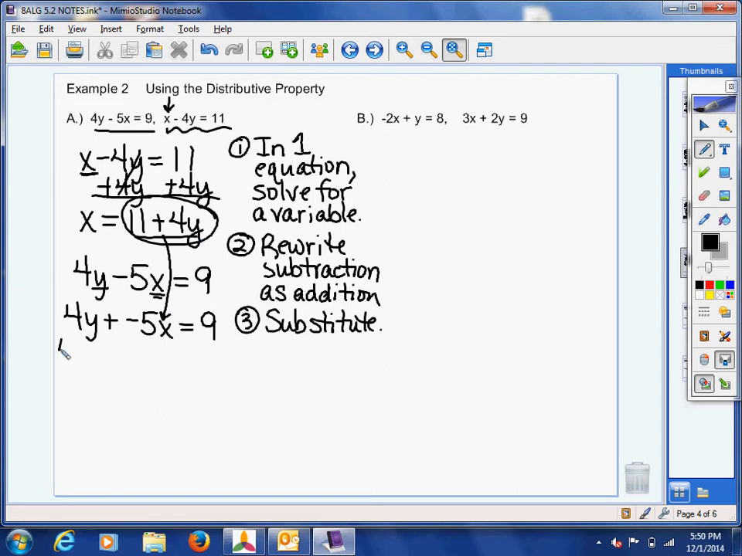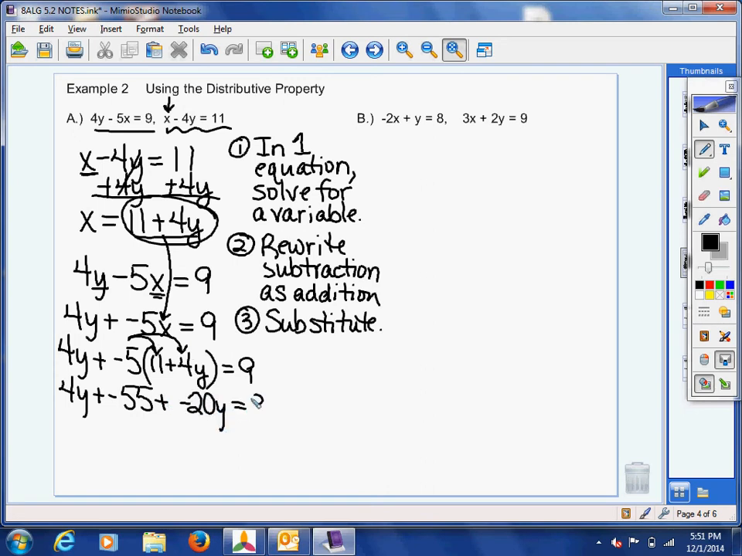I'm going to take 11 plus 4y and I'm going to plug it in right here where the x is. So I don't have an x anymore. I have the quantity 11 plus 4y, which is, in fact, another name for x. So I put it in parentheses because there's 2 terms here. It's a distributive situation. So I do need to solve first by distributing. So -5 times 11 is -55. And then -5 times 4y is -20y. All right.